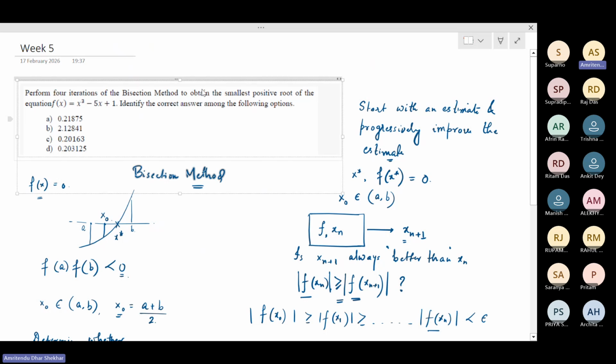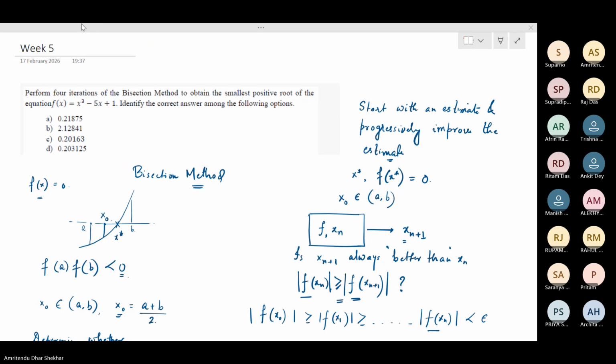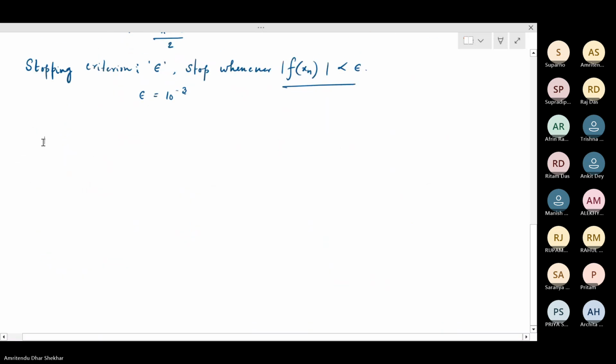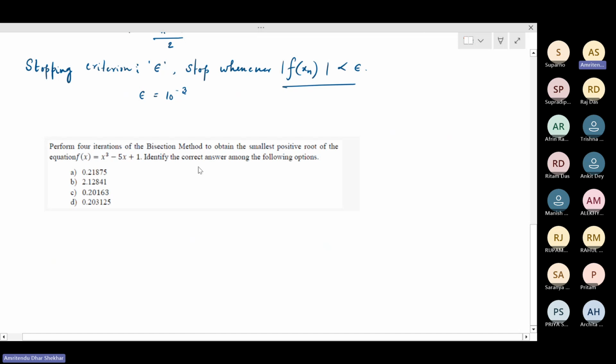So let's solve this. Again, I'm not going to do the calculations here. It would take up a lot of time, which is just not necessary. But what you have over here is this cubic equation: f of x is equal to x cubed minus 5x plus 1.